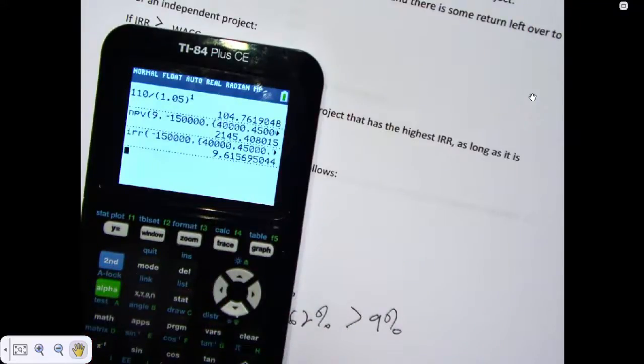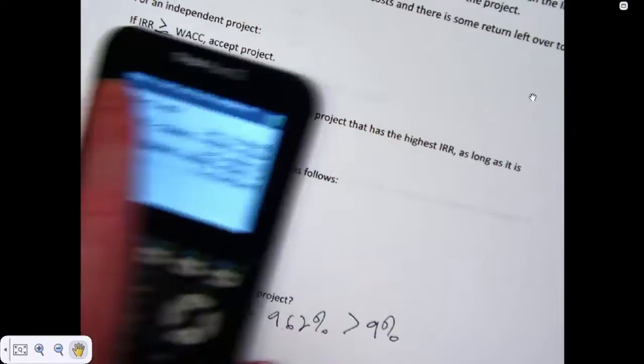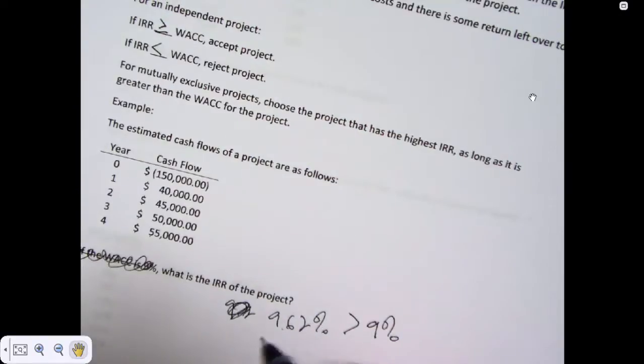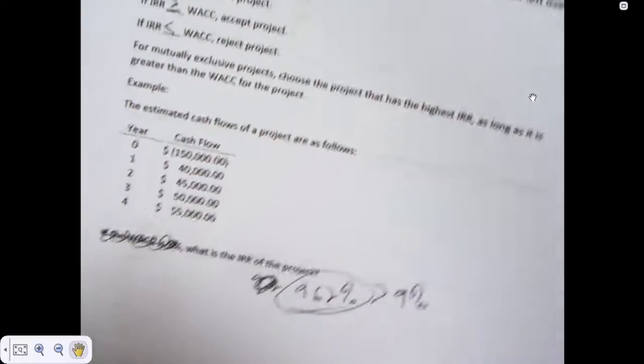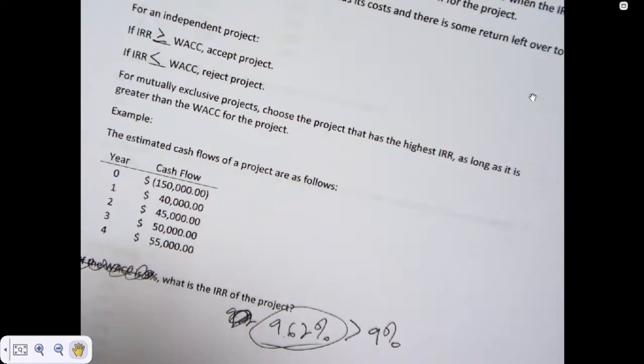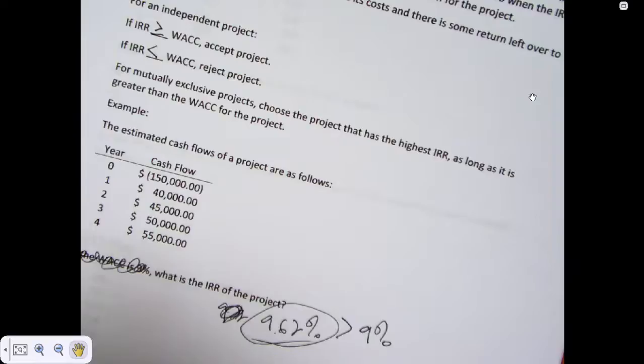So just the same as before, 9.62%. Based on that information, we would accept this project because it earns back more than the required rate of return. Just like in the original example with the savings account, the savings account that paid a 10% rate of interest is more than your required rate of return, so you would put your money in it.